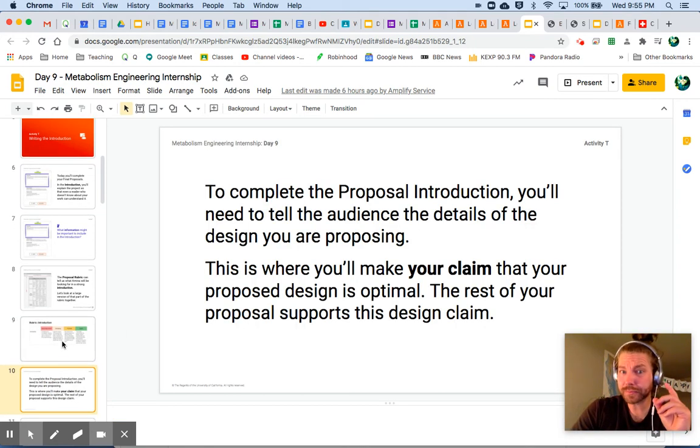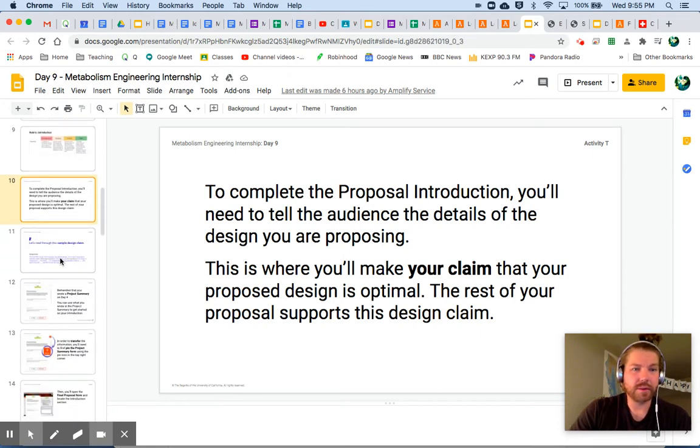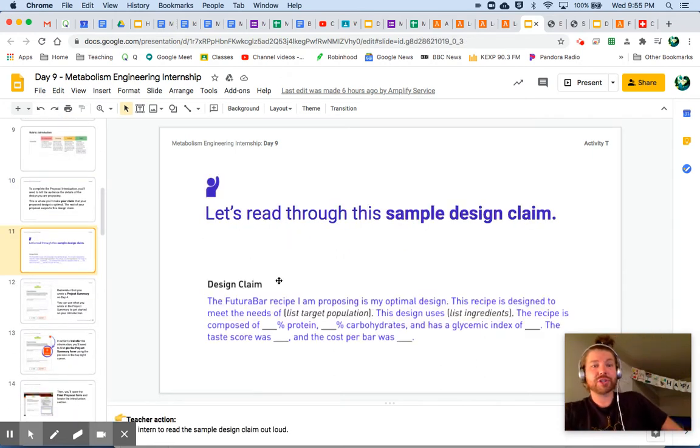Now, to complete the proposal introduction, you'll need to tell the audience the details of the design you're proposing. This is where you'll make your claim that you made the best bar, that you really did it. And then the rest of the proposal, all the details that we've already done, is just going to support that claim that, hey, this is the best bar. This is the one that you should buy, okay? So let's go ahead and move to the next slide and check it out.